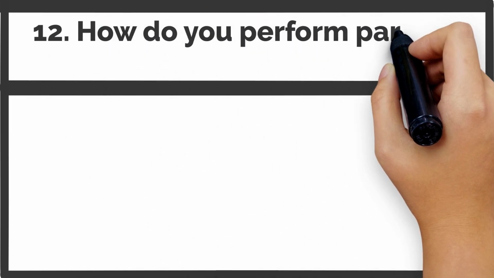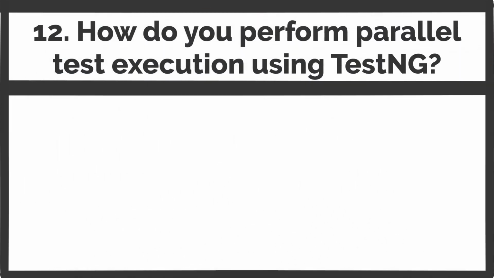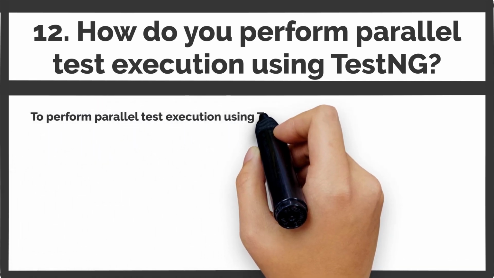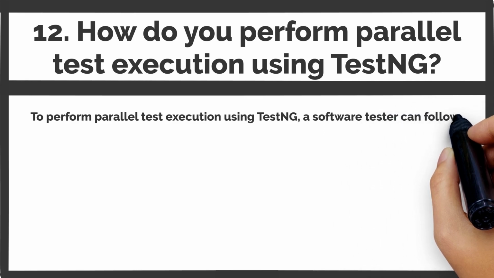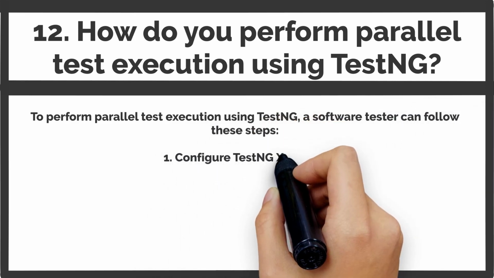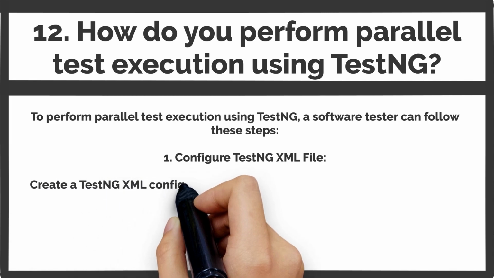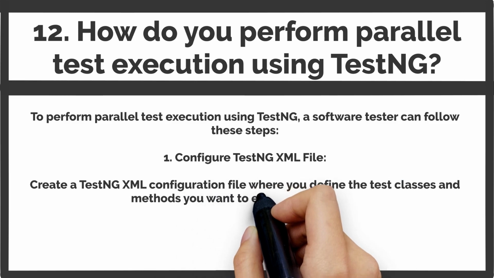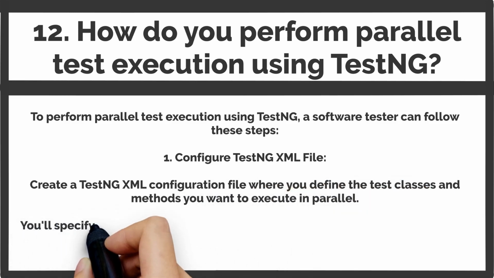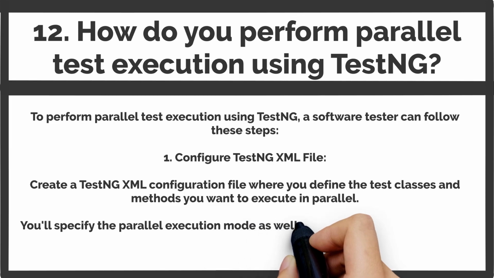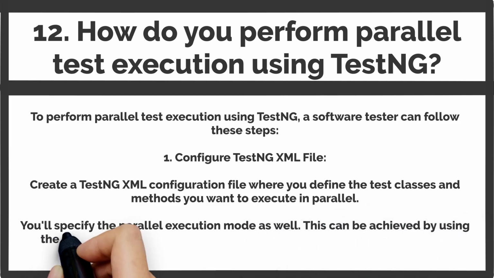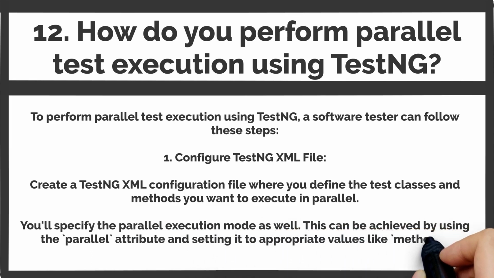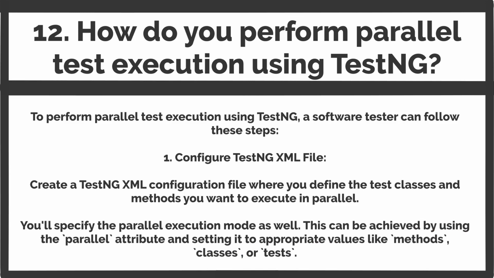12. How do you perform parallel test execution using TestNG? To perform parallel test execution using TestNG, a software tester can follow these steps. 1. Configure TestNG XML file. Create a TestNG XML configuration file where you define the test classes and methods you want to execute in parallel. You'll specify the parallel execution mode as well. This can be achieved by using the parallel attribute and setting it to appropriate values like methods, classes, or tests.